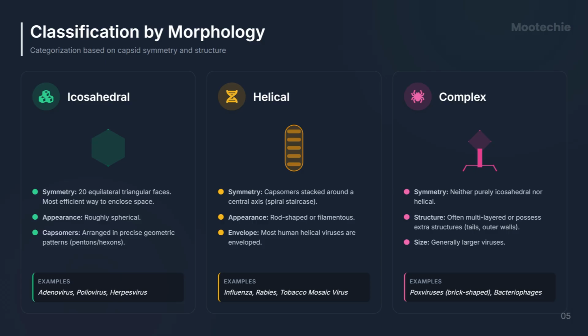Complex viruses don't fit neatly into the other two categories. They have neither purely icosahedral nor helical symmetry. Their structure is often multi-layered, or they possess extra features like tails or outer walls. They are generally larger viruses. Prime examples are pox viruses, which have a unique brick-shaped appearance, and bacteriophages, the viruses that infect bacteria, which often have intricate tail structures. Baltimore Classification.